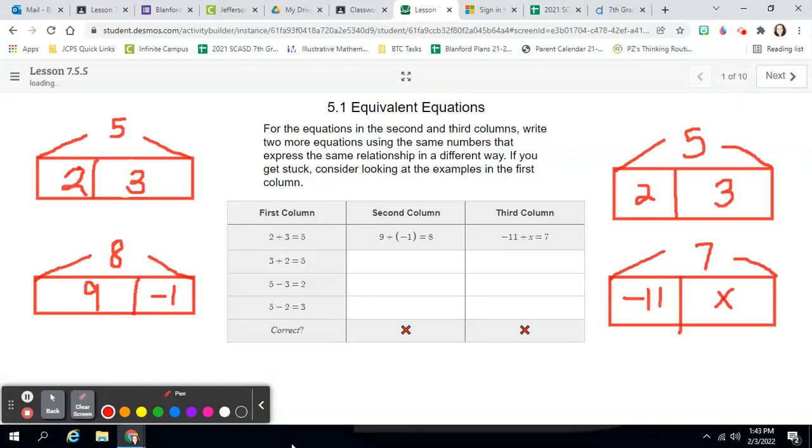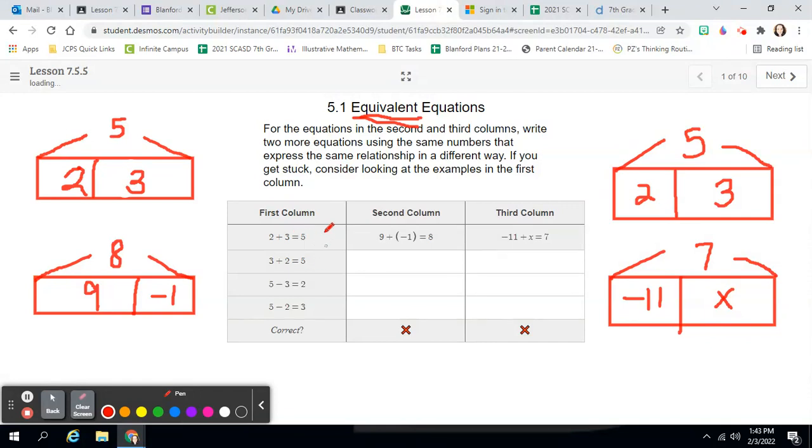All right, today we're going to be working on lesson 755, and this is where we're going to look more into subtraction with both positives and negatives. And here on the first slide, they're asking us to come up with equivalent, right? So that means equal. So equivalent equations. And remember, equations are just word problems or expressions that have an equal sign with them.